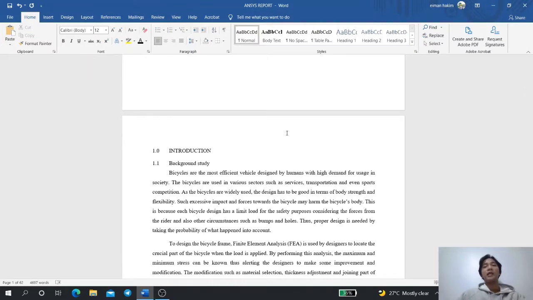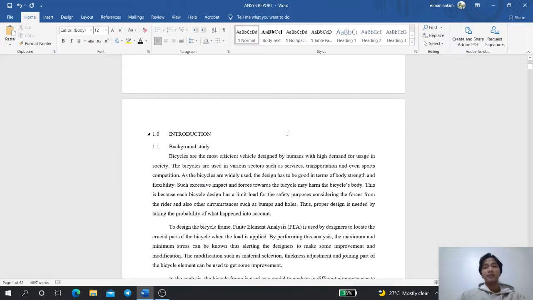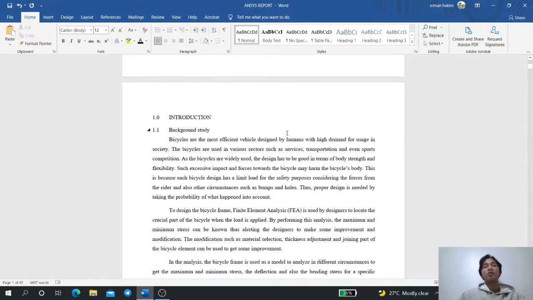Finite element analysis (FEA) is used by the designer to locate the crucial part of the bicycle when the load is applied. By performing the analysis, the maximum and minimum stress can be known, thus alerting the designer to make some improvement and modification. The modifications the designer can make include material selection, thickness adjustment, and the joining parts of the bicycle. Finite element analysis can be used to get some improvement.